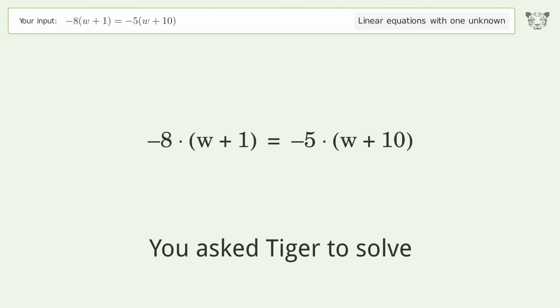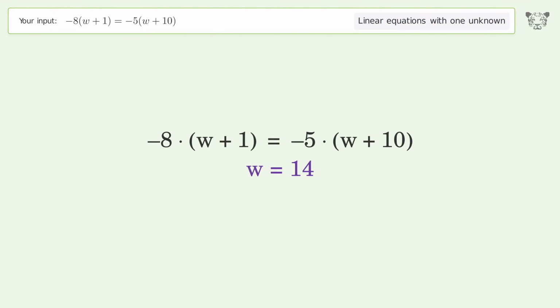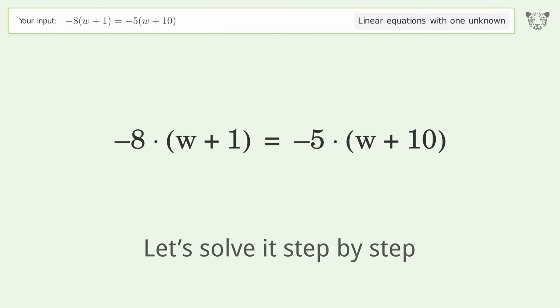You ask Tiger to solve. This deals with linear equations with one unknown. The final result is w equals 14. Let's solve it step by step.